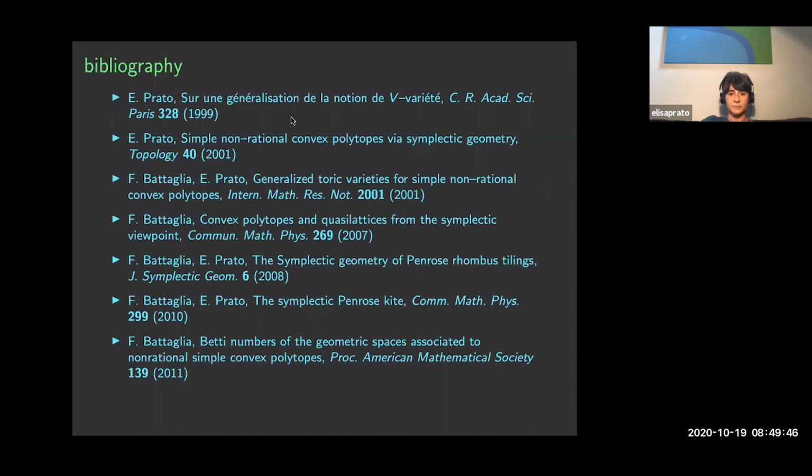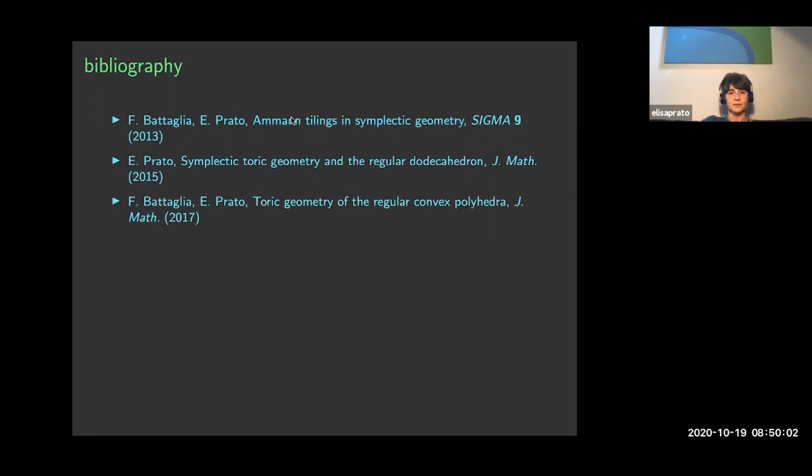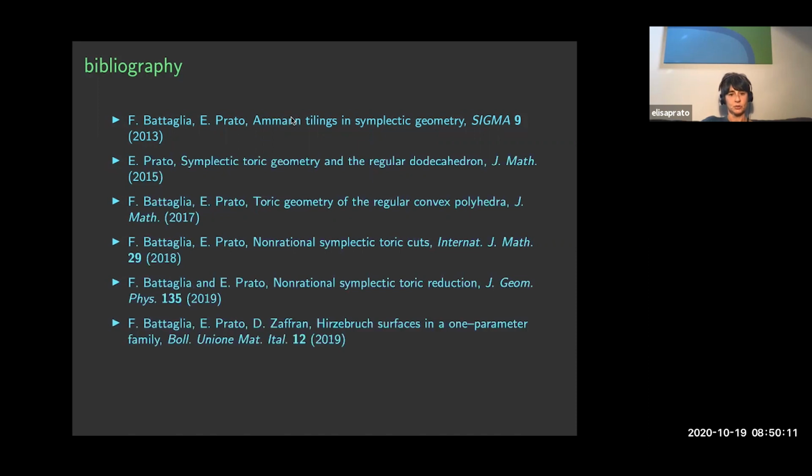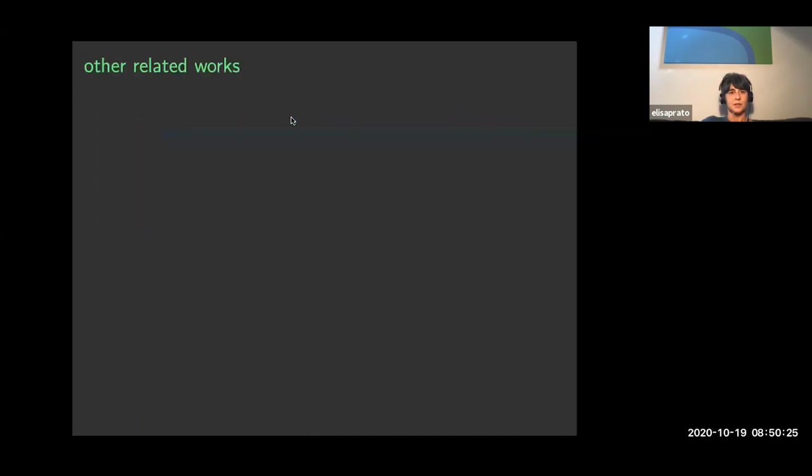Fiammetta's paper on the Betti numbers, which we will address later. And then the general complex non-simple case. Amman tilings, which are a 3D version of Penrose tilings, rhombus tilings. And then the regular convex polyhedra, first the dodecahedron and then all the others. The cuts, the reduction, the Hirzebruch surfaces, and then very recently a work connecting quasifolds with the theology that is joint with Symplectic Iglesias.